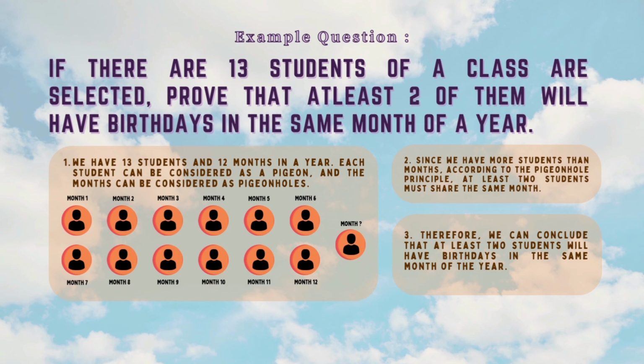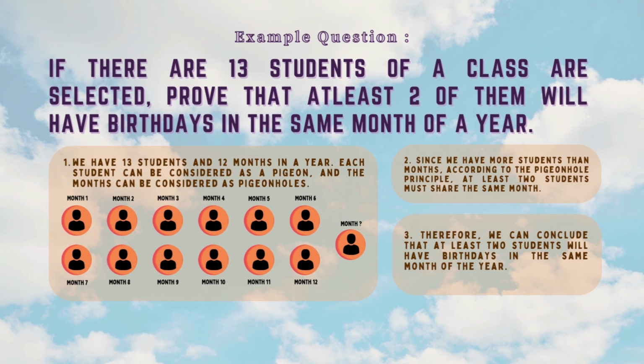If there are 13 students in a class, prove that at least two of them will have birthdays in the same month of the year. Okay, so we have 13 students and 12 months in a year. Each student can be considered as a pigeon, and the months will be considered as the pigeonholes, the circles, and the students are on top of them.